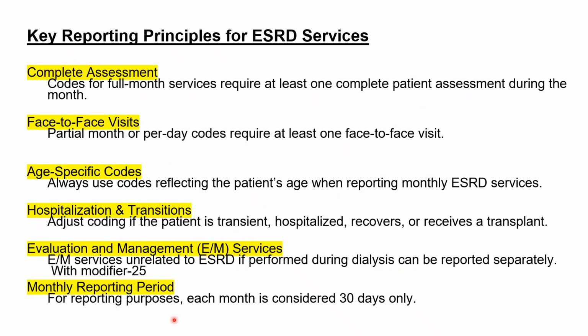So let us look at the key reporting principle. First is a complete assessment. Codes for full month service require at least one complete patient assessment during the month. Second is face-to-face visit. Partial month or per day code require at least one face-to-face visit. The third is age-specific code. Always use the code reflecting the patient age when reporting the monthly ESRD. Hospitalization and transition. Adjust coding if the patient is transient, hospitalized, recovers or receives the transplant.